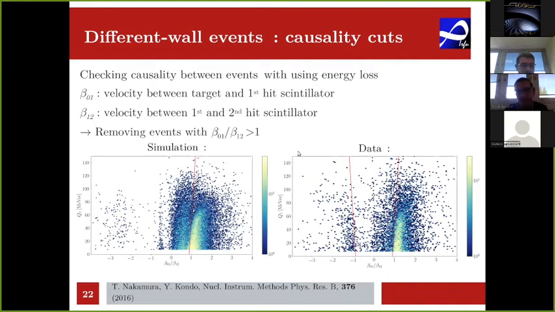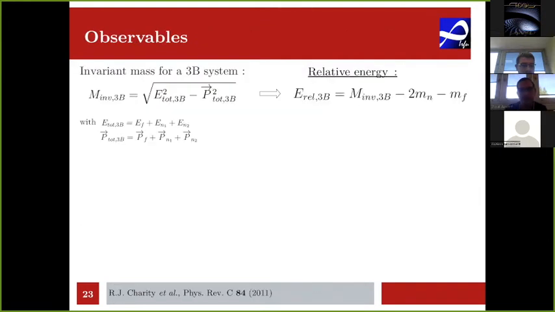Now that we have seen what crosstalk is, I can go a bit more in detail into the observables that we'll be interested in. So I talked about relative energy, and relative energy is the invariant mass for three body, or also two body for fragment and just one neutron, subtracted to the rest mass. And this is the relative energy for three body that I show here. If we see structures in this spectrum, it would indicate a resonance state in lithium-13.